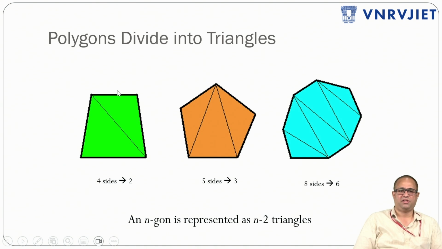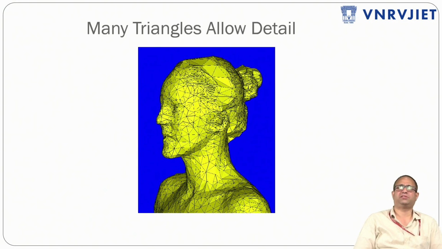You can see this sort of polygon can be divided comfortably into 2 triangles, 5 sides can be converted into 3 triangles, and 8 sides can be converted into 6 triangles. So this is the reason why a polygon can be split easily with triangles. That is why the triangle is preferred, and it is called triangular language. As soon as the split-up is done, you can see that many triangles allow this complex detail.